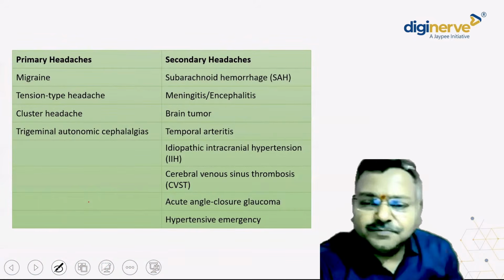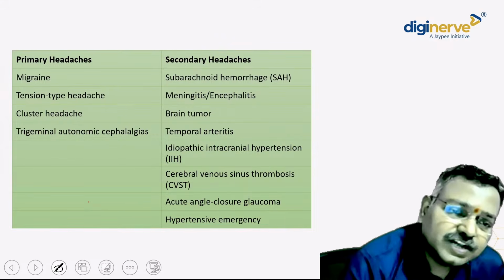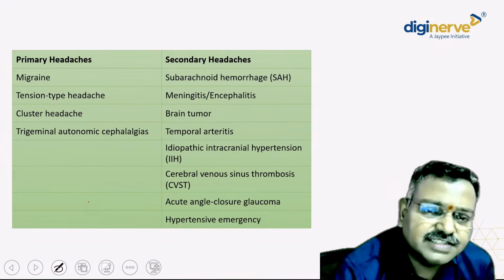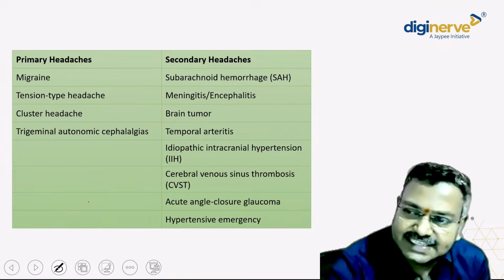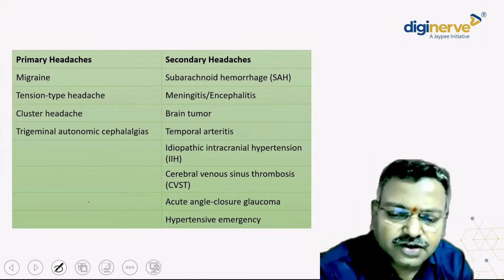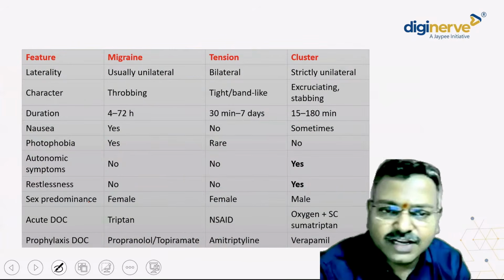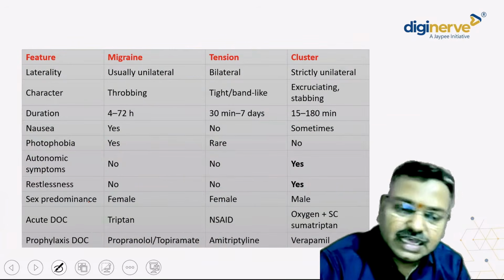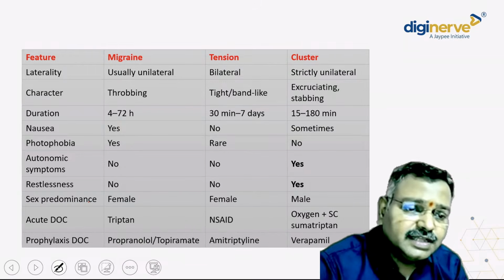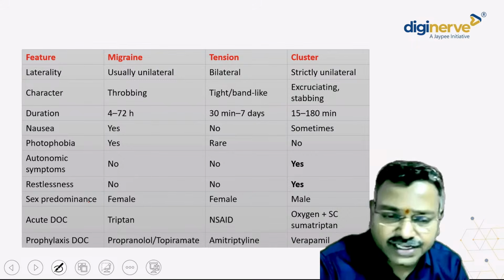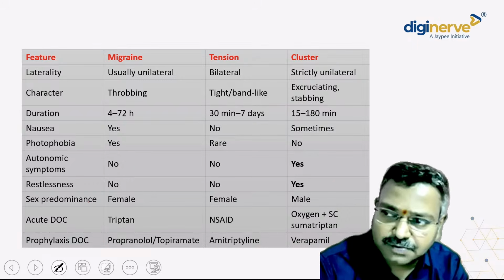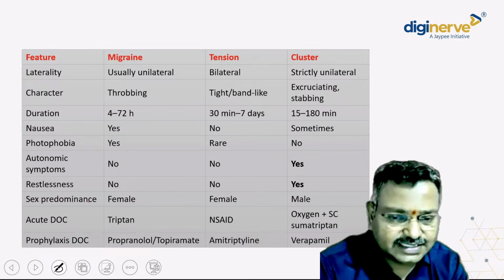The next topic, briefly, let's discuss headaches. You have the primary headaches: migraine, tension type, cluster type, trigeminal neuralgia, etc. Secondary, where there is a cause: SAH, meningitis, brain tumor, temporal arteritis, CVT, metabolic causes, hypertensive emergencies, etc. Migraine is usually unilateral and lasts for a longer time. Remember, 4 to 72 hours. There is photophobia, phonophobia, and female predominance. Drug of choice for acute management is triptans, and for prophylaxis, propranolol. You can give valproate, topiramate, or flunarizine.